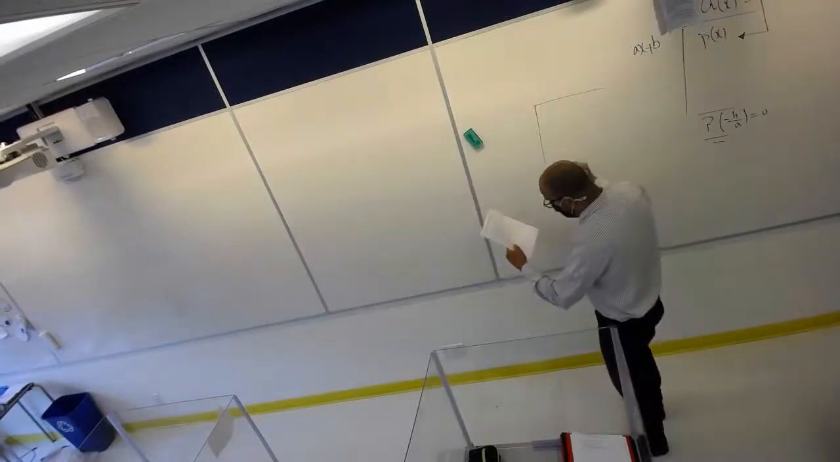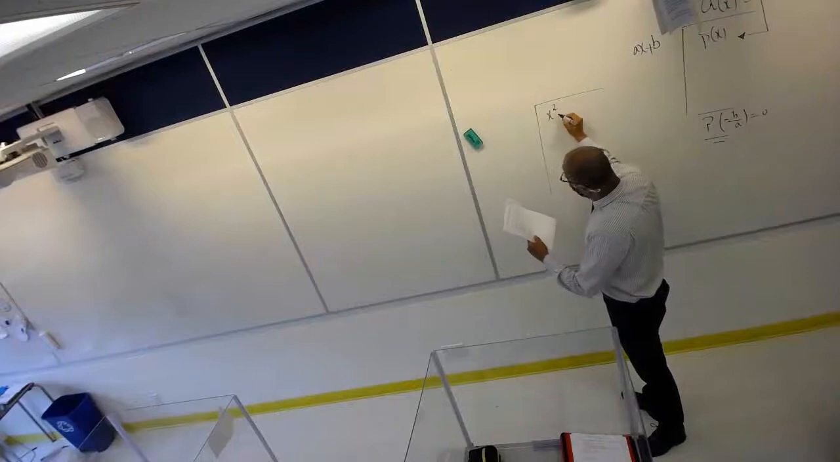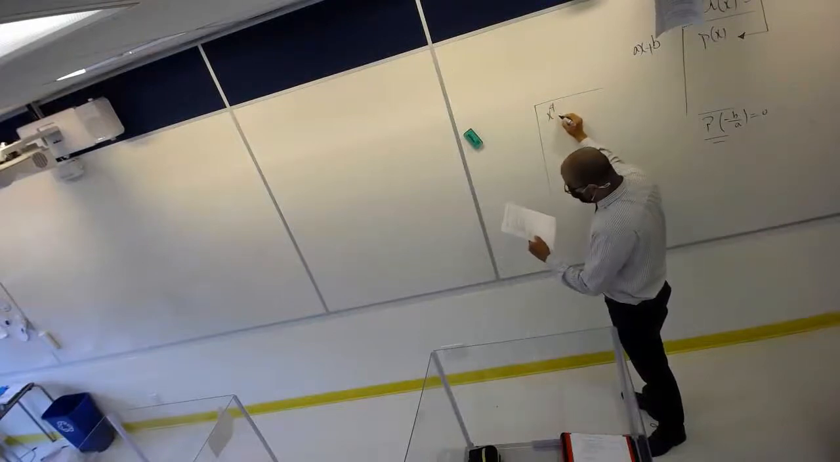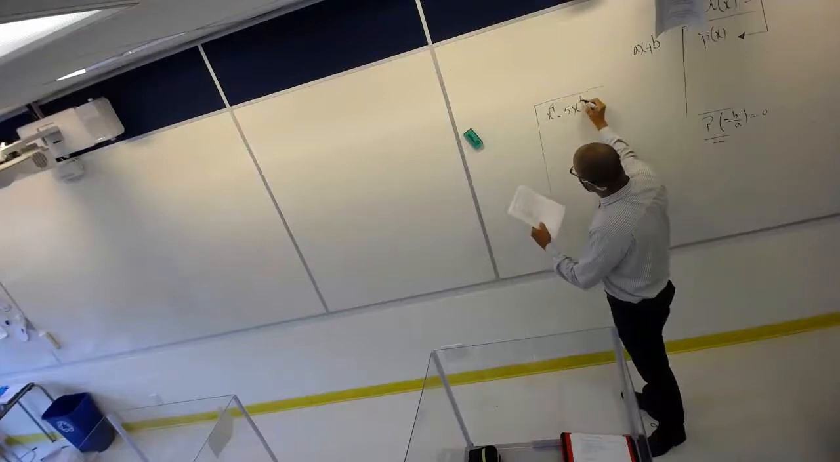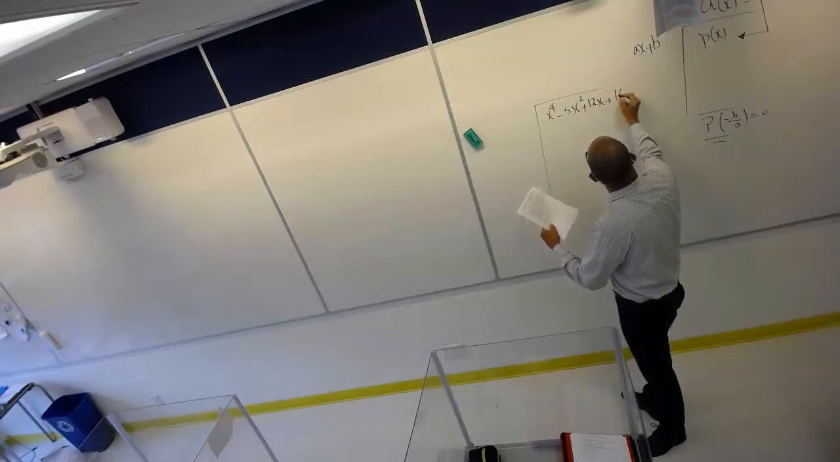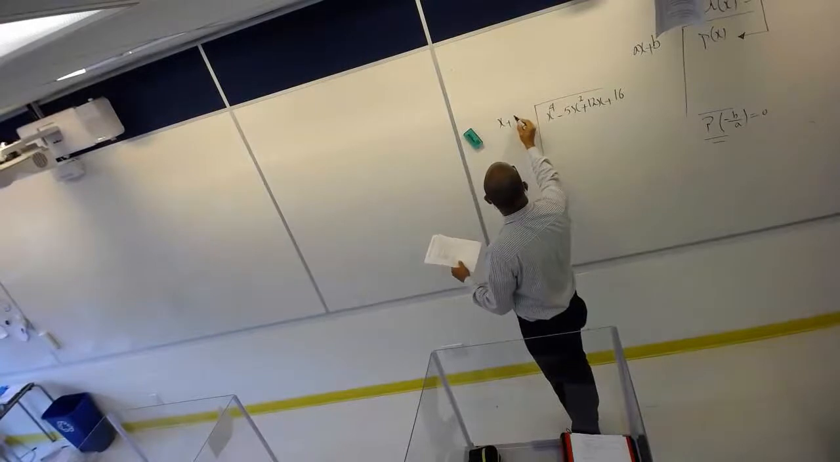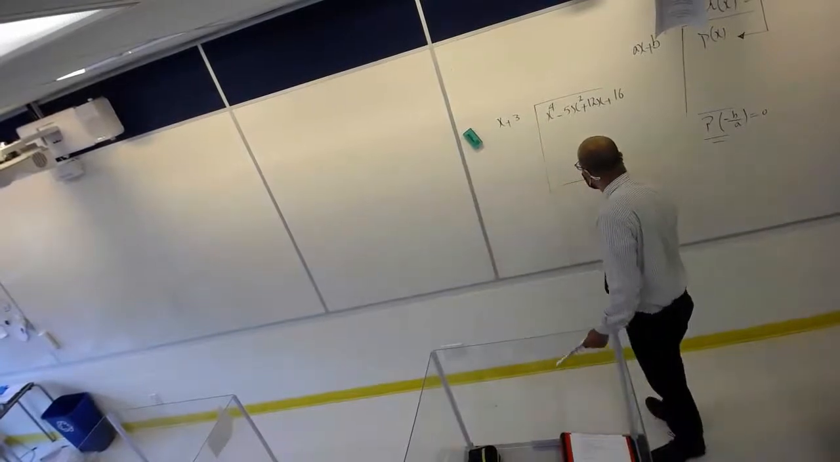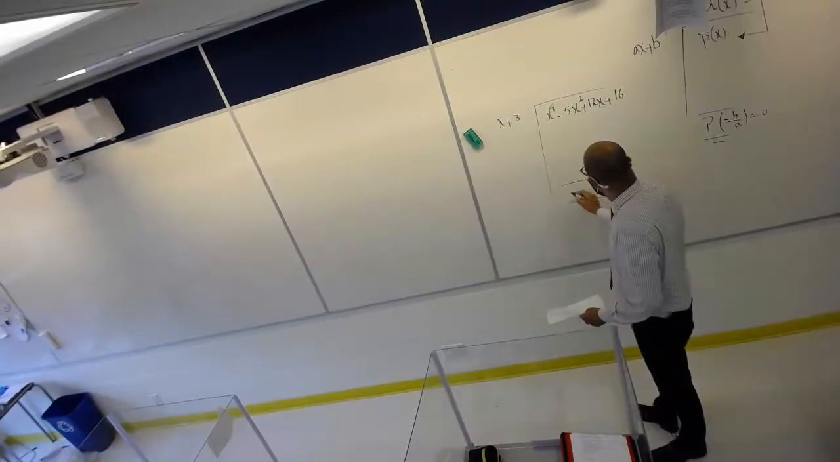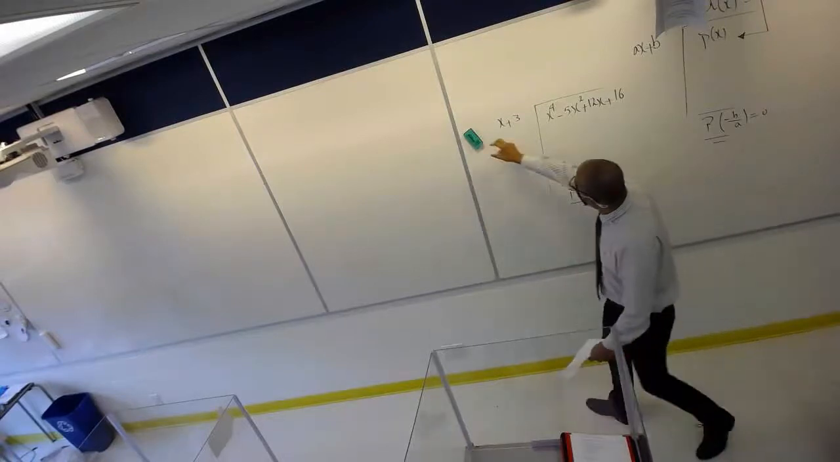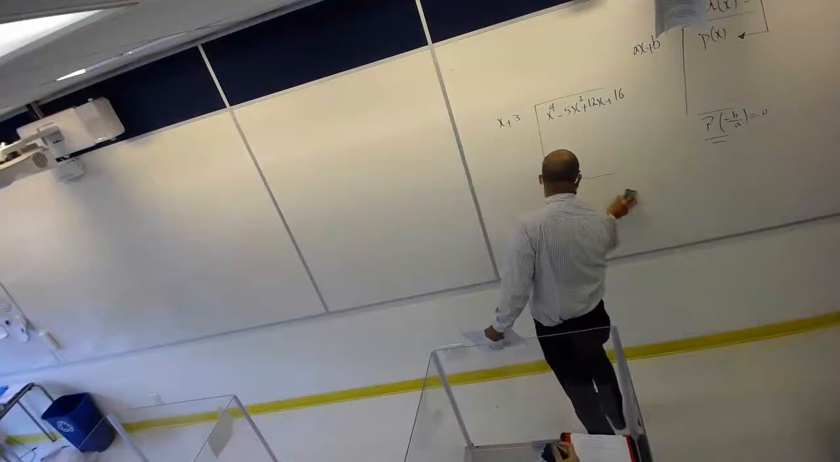Okay, now look at this. The polynomial is x to the power 4 minus 5x squared plus 12x plus 16, and it's going to be divided by x plus 3. How much is the remainder? Anybody got that?